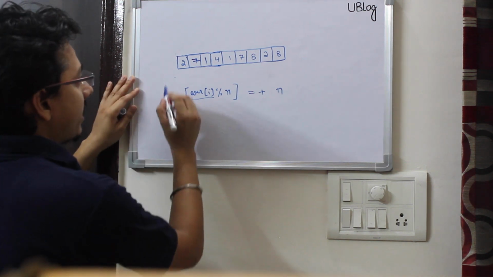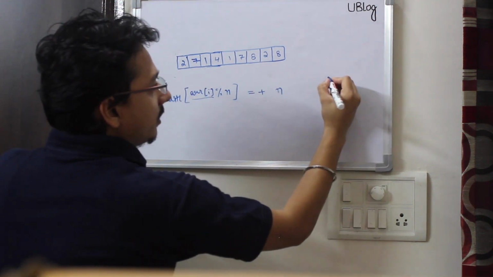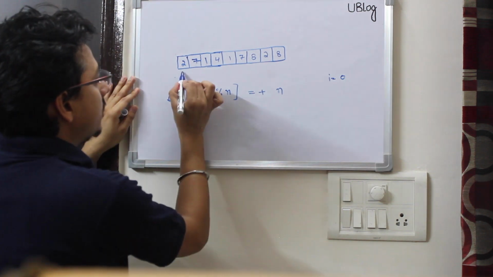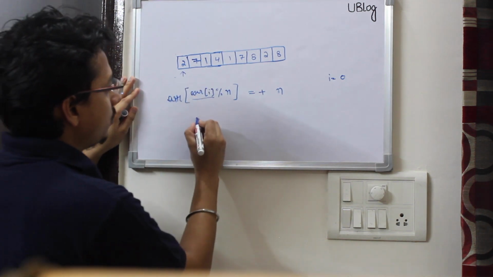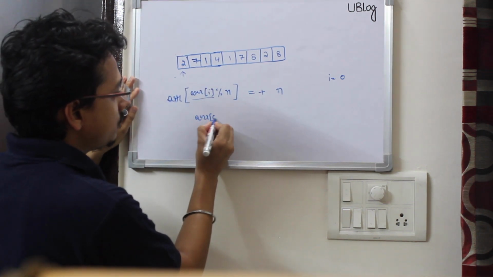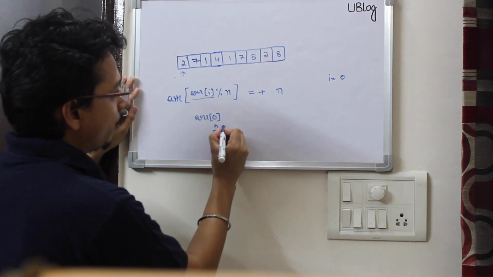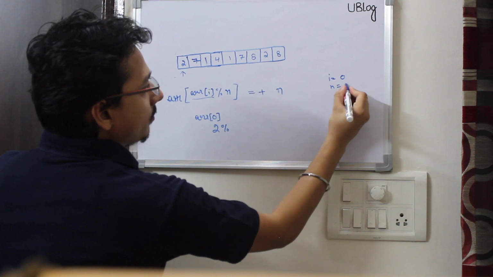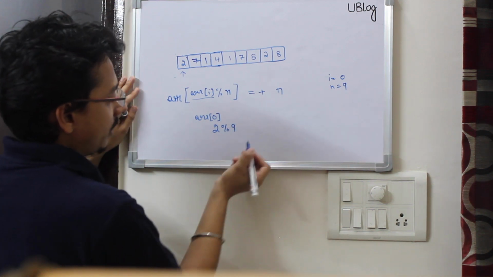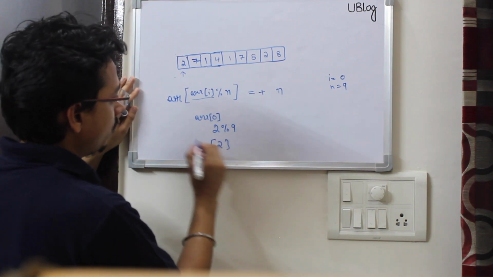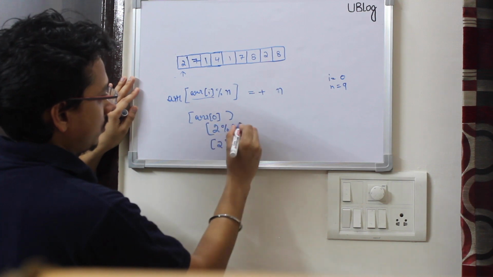So let's run it. My I is equal to 0, and I am at this point. What I do is array of 0. What is array of 0? It is 2. And my n is 9. So what is 2 modulo 9? It is 2. Now I need to do array.